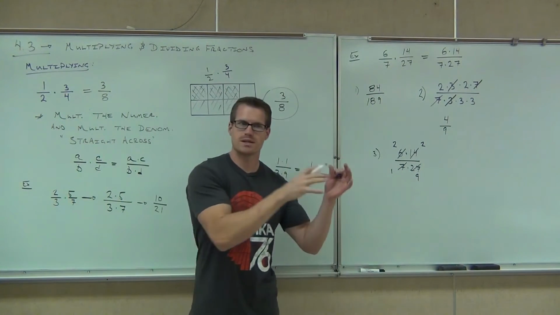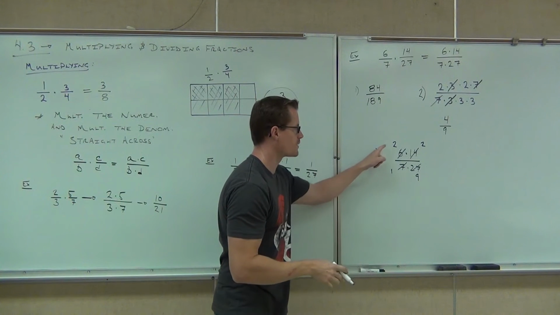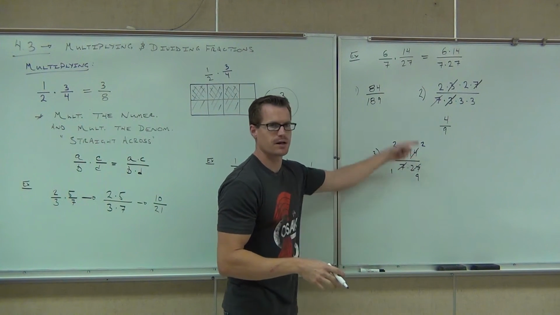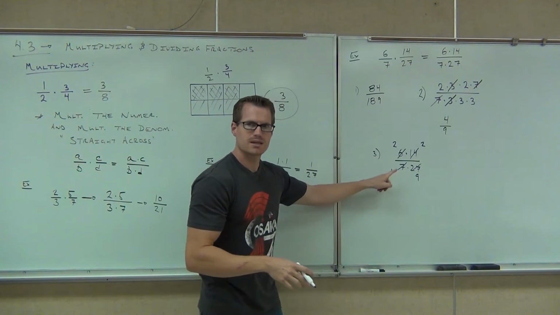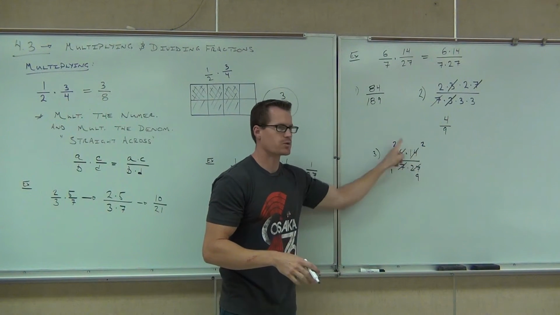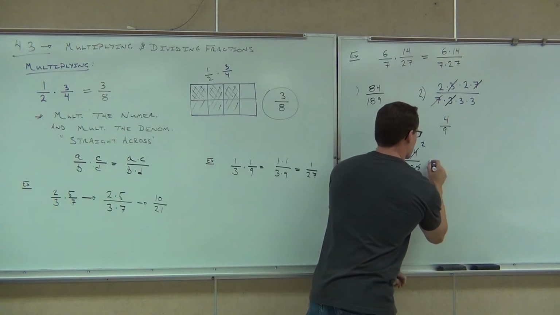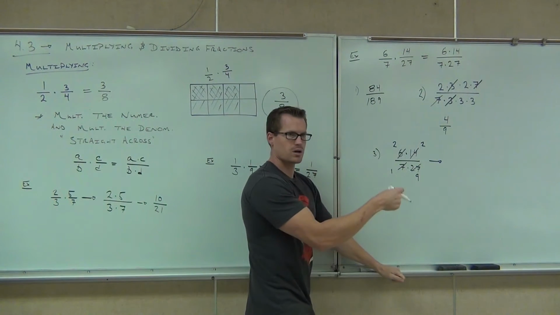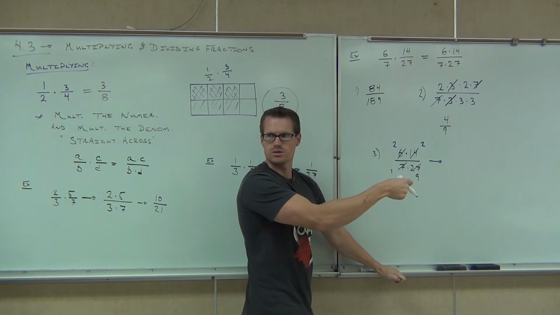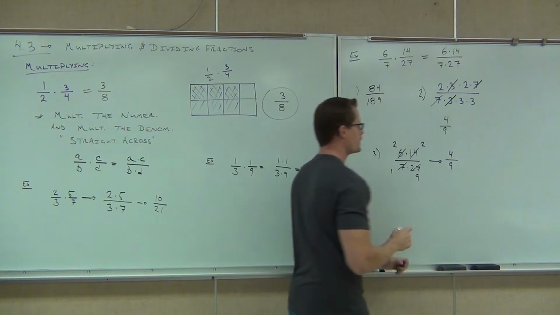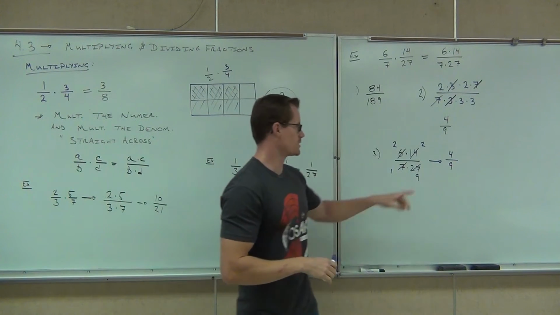This is not just a one-time deal. You can check for anything else. We have a 2, a 1, and a 9. Do these share any common factors? No. Do I cross out these ones because they're both 2s? No. It's got to be top and bottom. Okay. So if I do the product of what's remaining, I have 2 and 2. What's that give me? 4. 4 over 9.